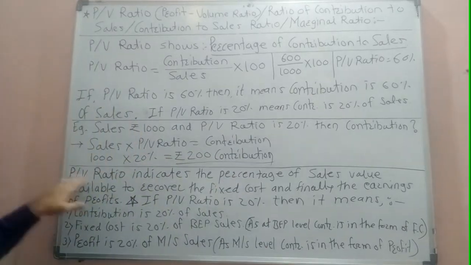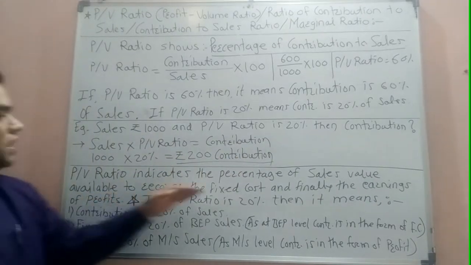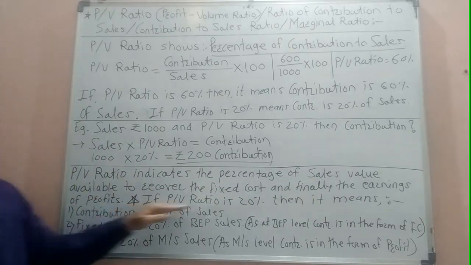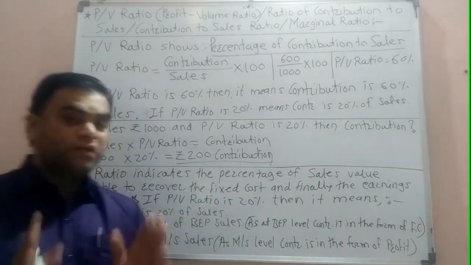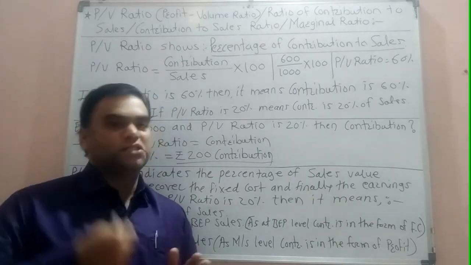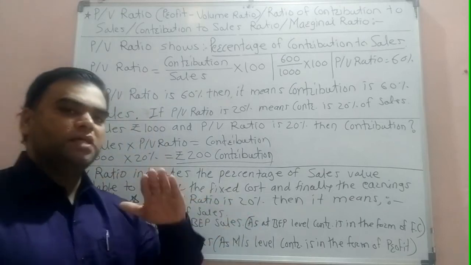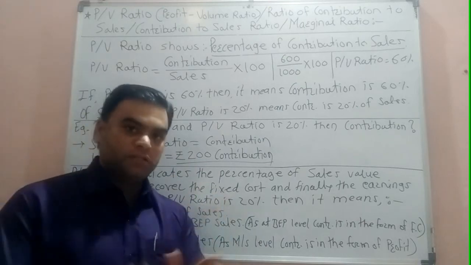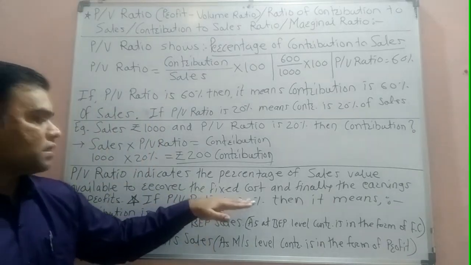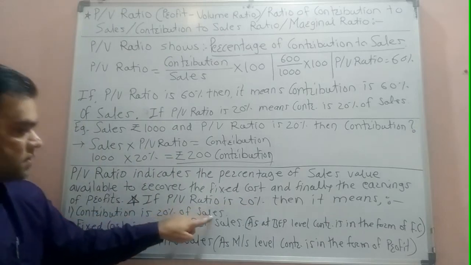Okay. Now PV ratio indicates what? It indicates the percentage of sales value available to recover the fixed cost and finally the earning of profit. Then if PV ratio is 20%, what does it mean? As we know, accounting is the language of business, so anything passes some message. What message does it pass? If PV ratio or contribution to sales ratio is 20%, it means contribution is 20% of sales.